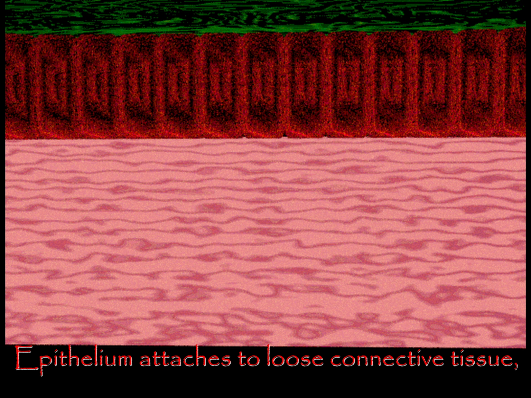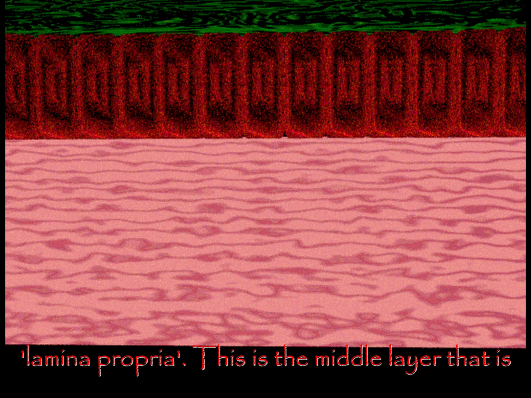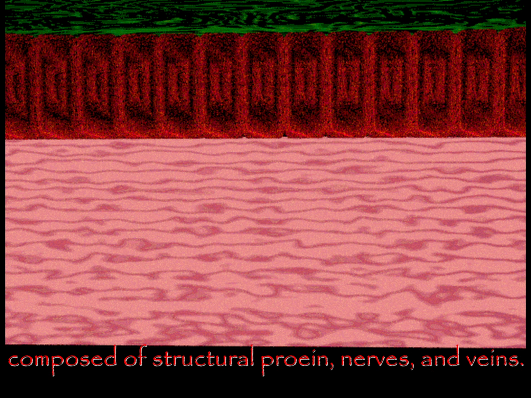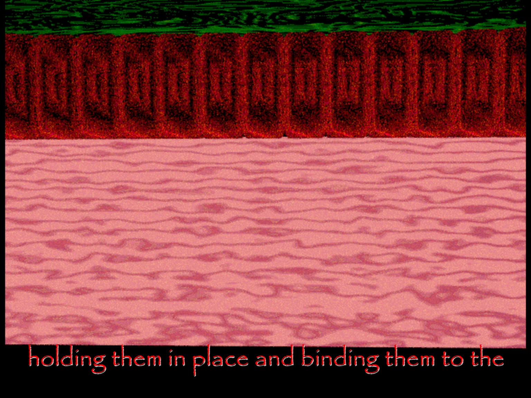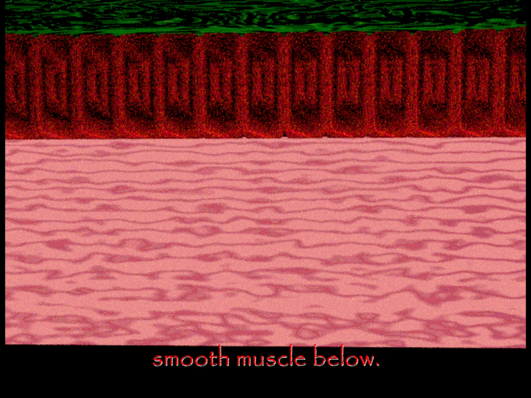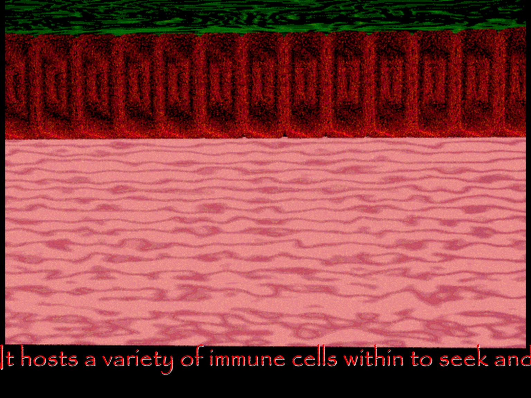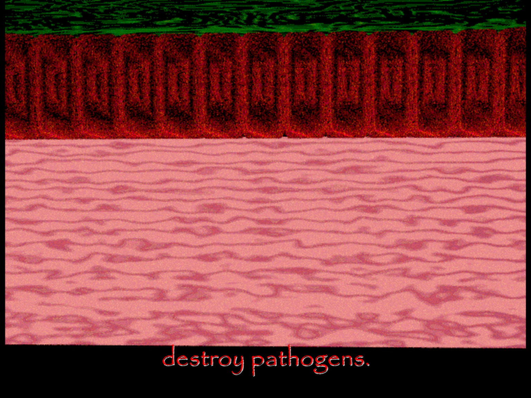Next layer is the lamina propria. Epithelium attaches to loose connective tissue. This is the middle layer that is composed of structural proteins, nerves, and veins. It carries blood supply to the epithelium while holding it in place and binding it to smooth muscle below. It hosts a variety of immune cells within to seek and destroy pathogens.